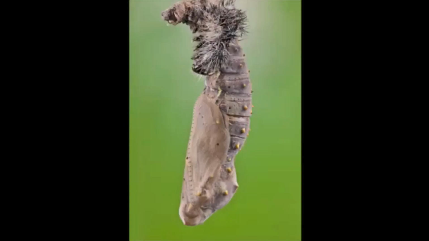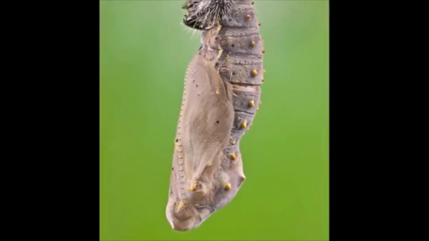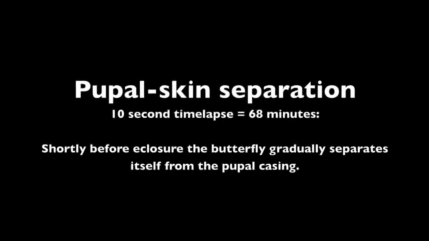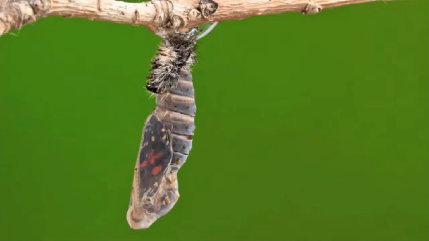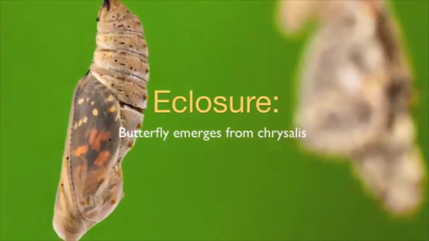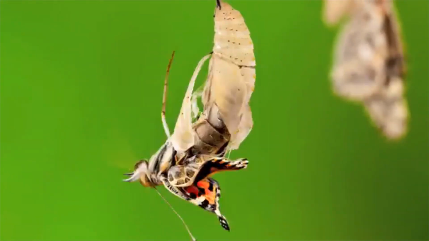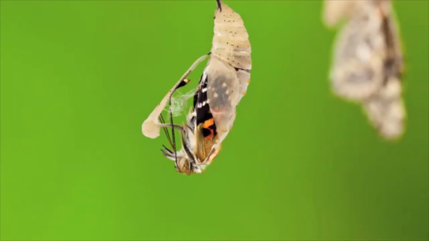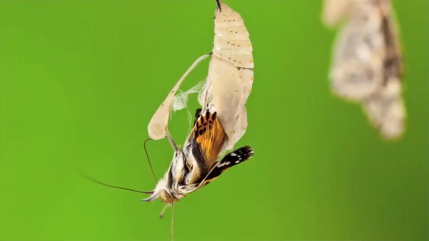Then they go into their pupal stage, called the chrysalis here. Okay, so this takes, like it says, 68 minutes. But they shed that last layer of exoskeleton of the larva, and then they turn into the chrysalis. Now, here they are eclosing from that chrysalis stage. Okay, so notice that they have that area of weakness on the thoracic region.